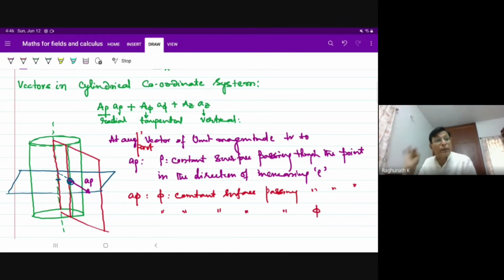On z is equal to z naught plane, it will be there, a rho as well as a phi. a phi is tangential to the cylinder, and perpendicular to a rho component. One is radial to the cylinder, another is tangential to the cylinder. These two are horizontal unit vectors. Is it?